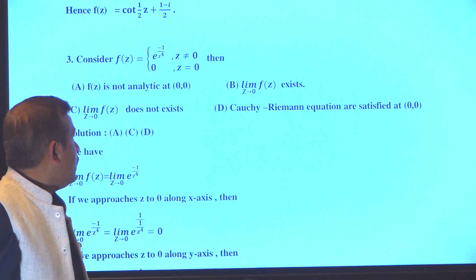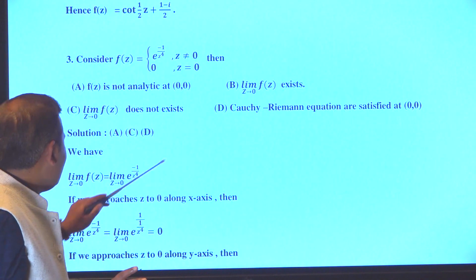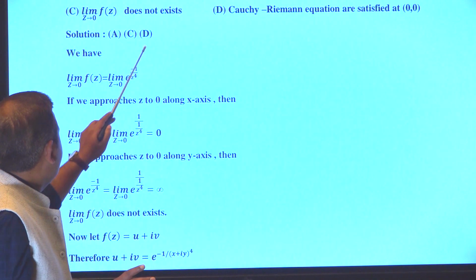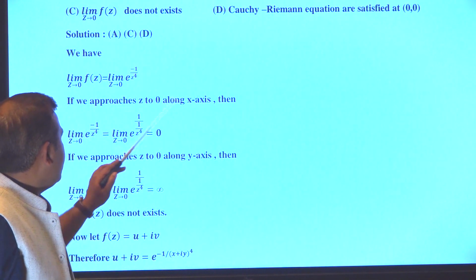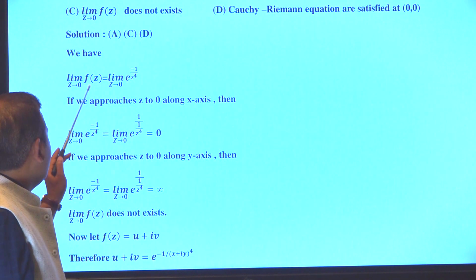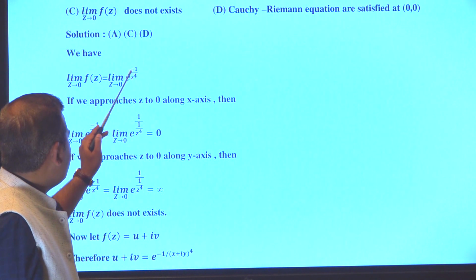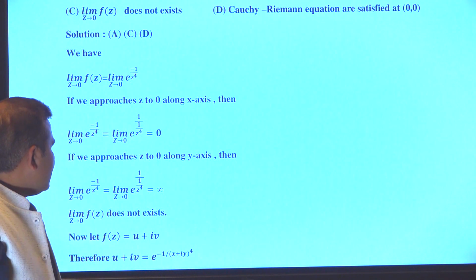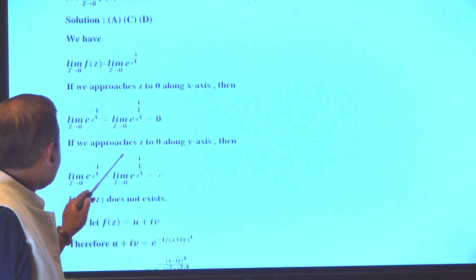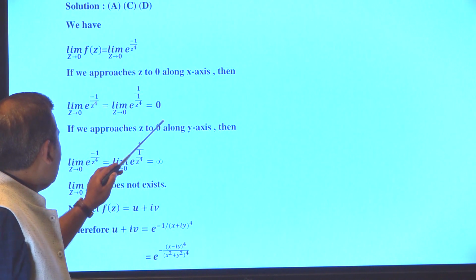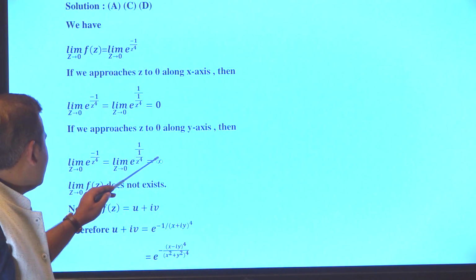So friends, what is given here? We have given here the function f(z). Actually there are so many solutions, A, C and D. Let us see how it is possible. Limit of z tends to 0, f(z) equals limit of z tends to 0 e to the power minus 1 by z to the power 4. On approaching z tends to 0 on the x-axis, the result is 0, and when z approaches along the y-axis, it becomes infinity.